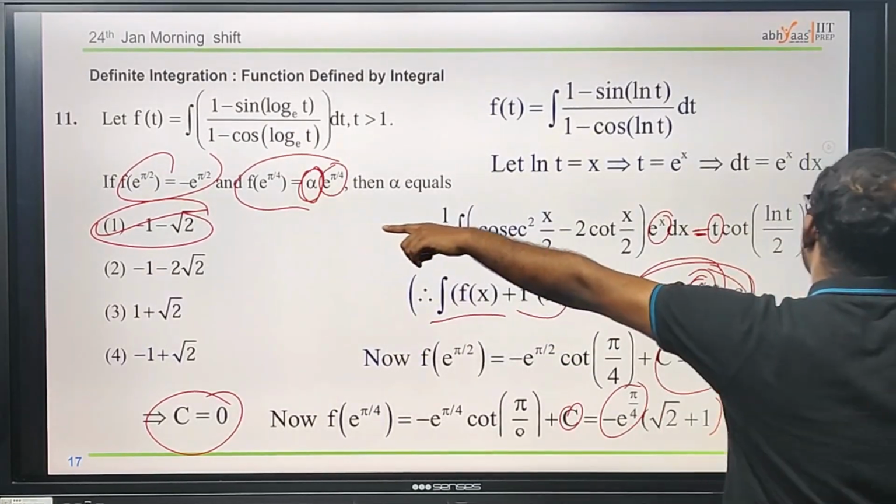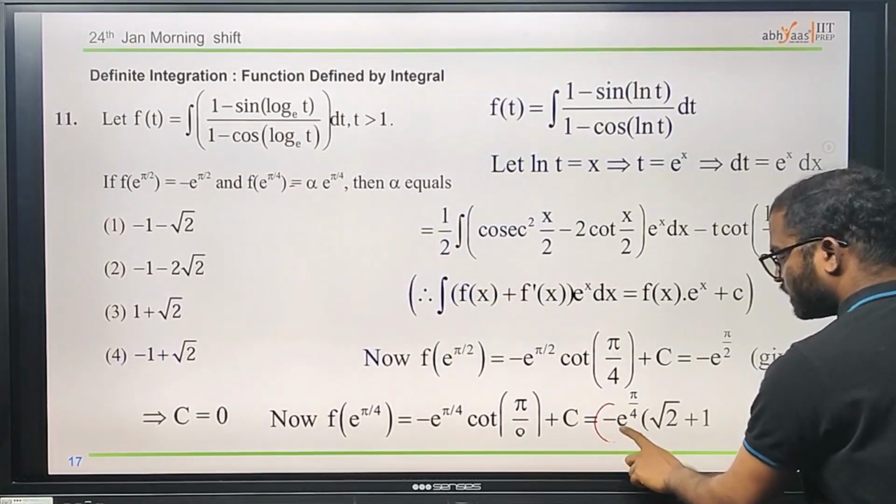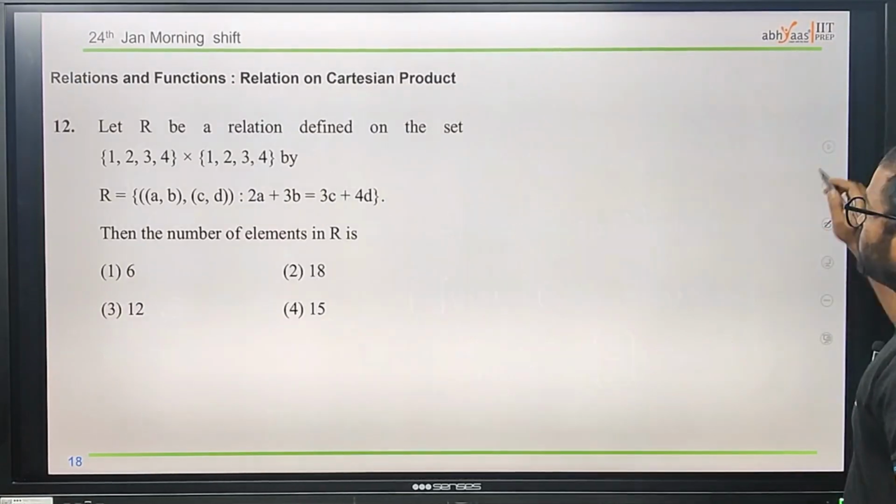Here we don't have minus here. The first that has to be seen here. I hope you understood. And the C is 0. That's how we saw that one.